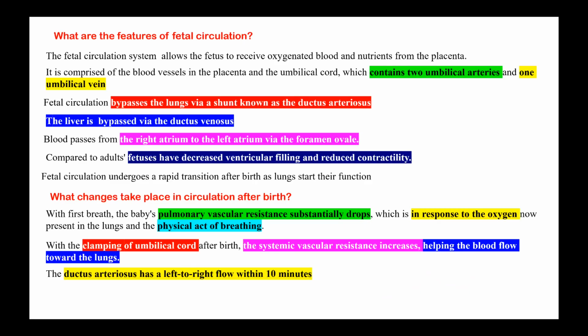And why should it be operated? What is the indication to close this? What will happen? I have already told you what will happen. Even though hypoxemia is not happening, what will happen if the blood is constantly flowing from the aorta into the pulmonary circulation? It is causing a volume overload in the pulmonary circulation.